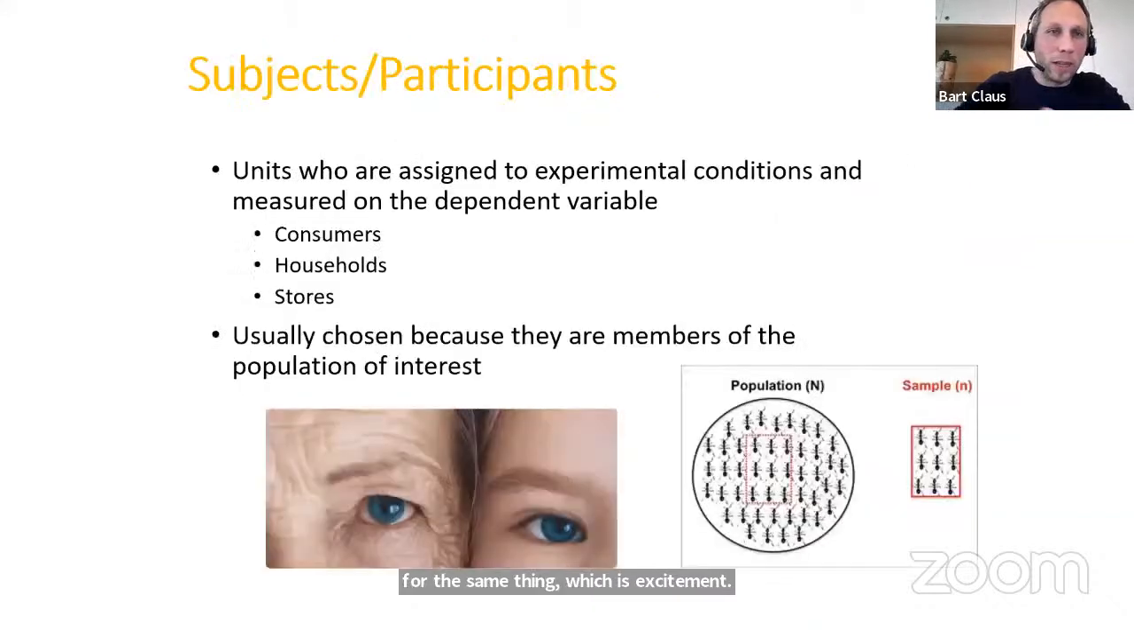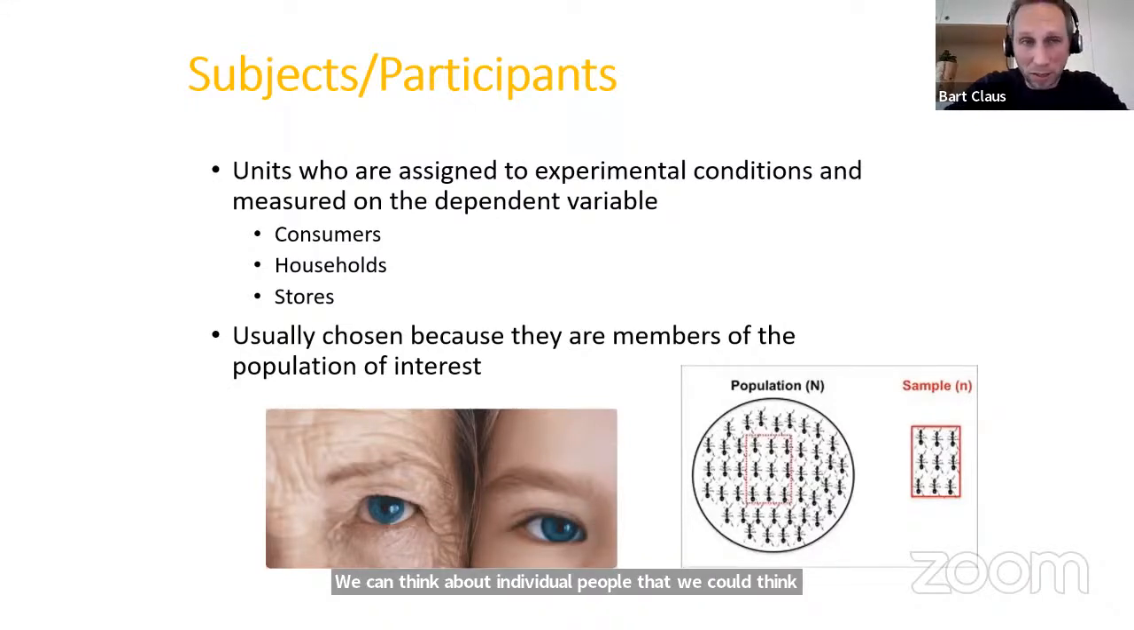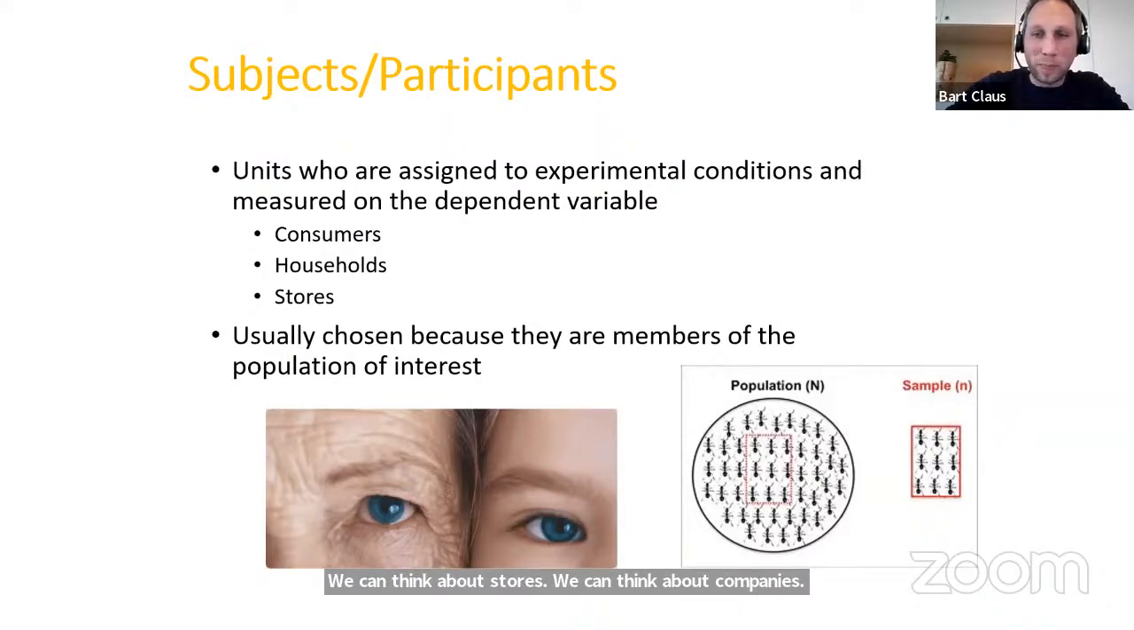If we then look at the subjects or the participants that we can consider, so this is the unit of observation, basically, that participates in the study. We can think about individual people. We can think about households. We can think about stores. We can think about companies. We can think again about crops if we think about doing experiments with different kinds of fertilizers. We can also think about different farmers or farms.